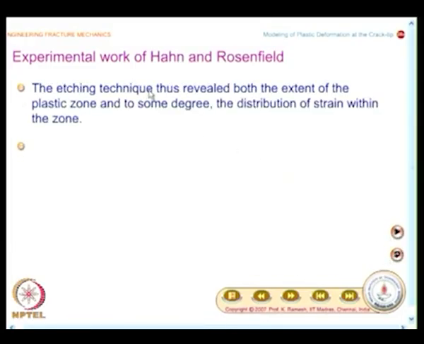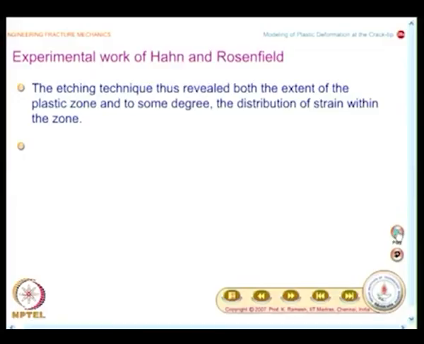The etching technique thus revealed both the extent of the plastic zone and to some degree the distribution of strain within the zone, because I have already mentioned that 1 to 2% it is able to do well, beyond 5% nothing has happened. So, you also get some crude values on what is the level of strain. Shape is very interesting, level of strain is additional information, though it is crude, it provides some such additional data.